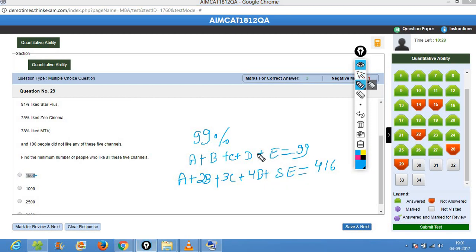Right, this is 0. So I have to satisfy this equation also. So let's take D is equal to 99. So 4D is equal to, this will be 396. Here the problem will occur. So that means 416 minus 396. This part.